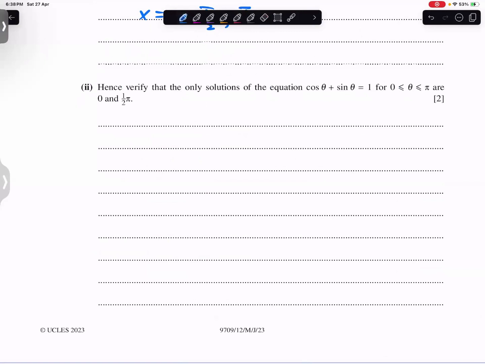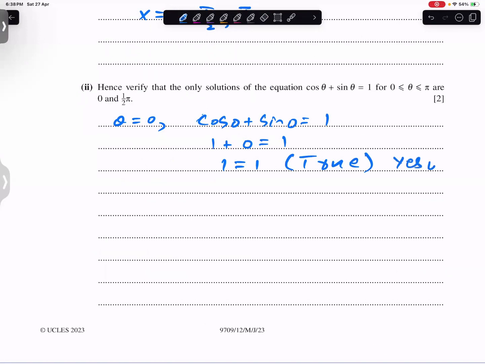Hence, verify that the only solutions of the equation are 0 and pi by 2. So you just need to verify. Verify means you don't need to find the solutions. So let's put theta is equal to 0. So cos 0 plus sine 0 is equal to 1. So cos 0 is 1 and sine 0 is 0. You can check using calculator. So 1 is equal to 1. It means true. Yes, theta is equal to 0 is solution.